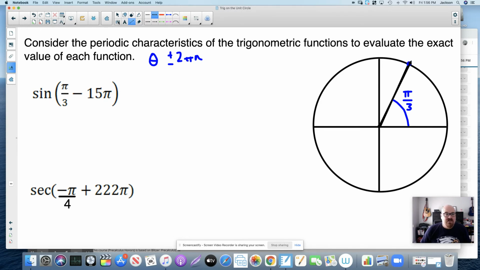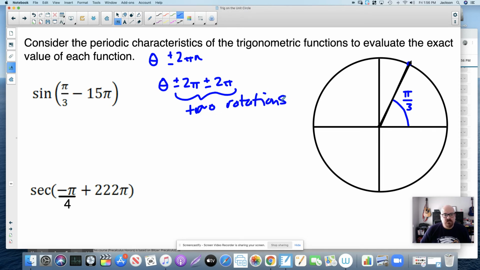If I do that twice, and I don't want to get too granular with this, but we might as well. If I take any angle and add 2 pi, and then add 2 pi again, this is just 2 rotations around the unit circle. That's the same as theta plus or minus 4 pi. So adding rotates the arm of the angle in one direction. If I subtract, it's the same idea, only we're going in the opposite direction.